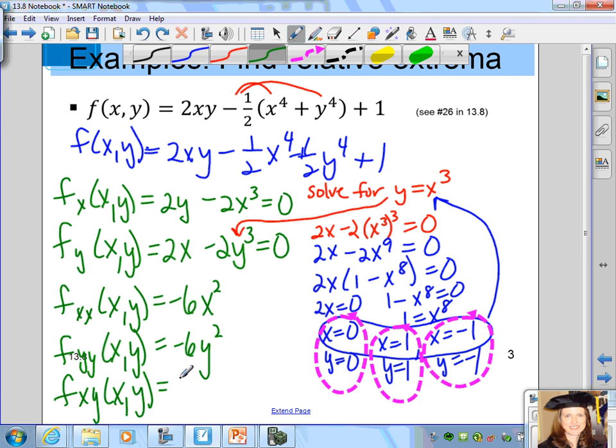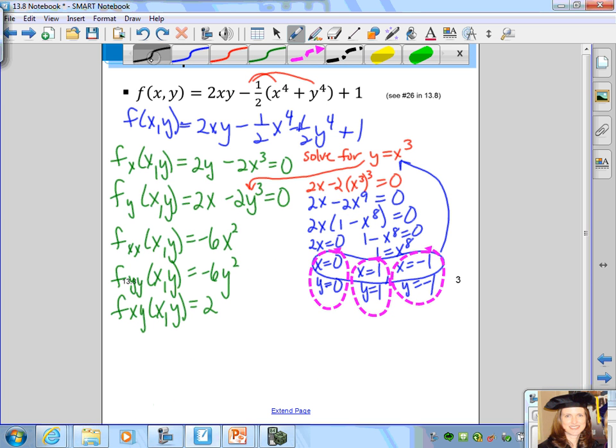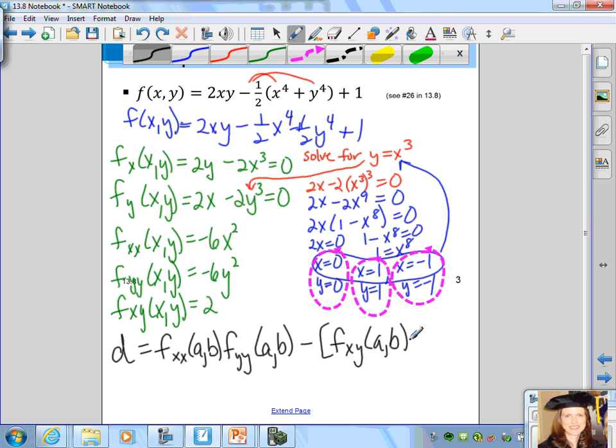That mixed partial is going to be 2. Now our D value. The D in the second partials test is fxx evaluated at the critical points (a, b), times fyy evaluated at the critical points (a, b), minus the mixed partial evaluated at the critical point, that quantity squared.